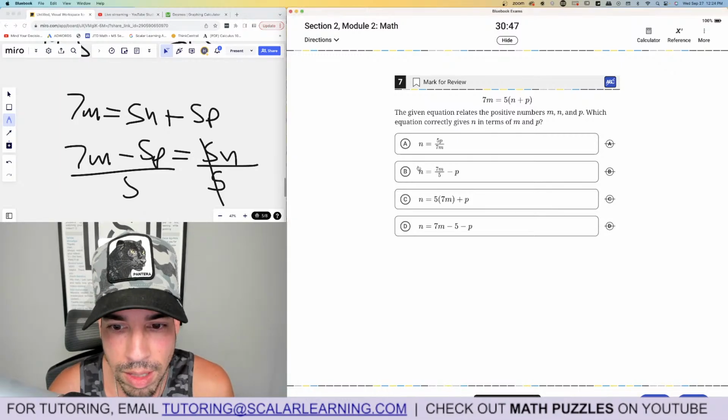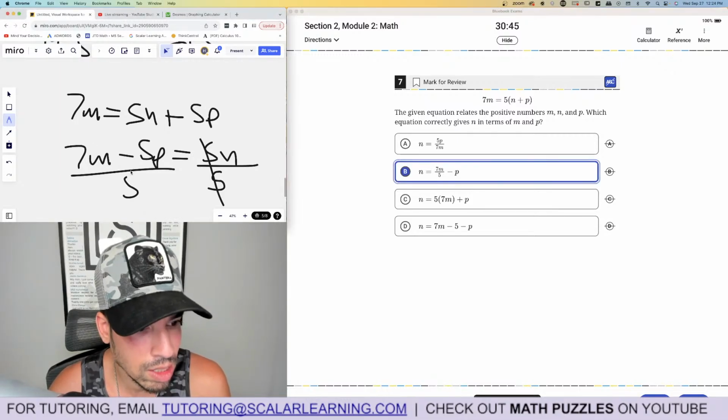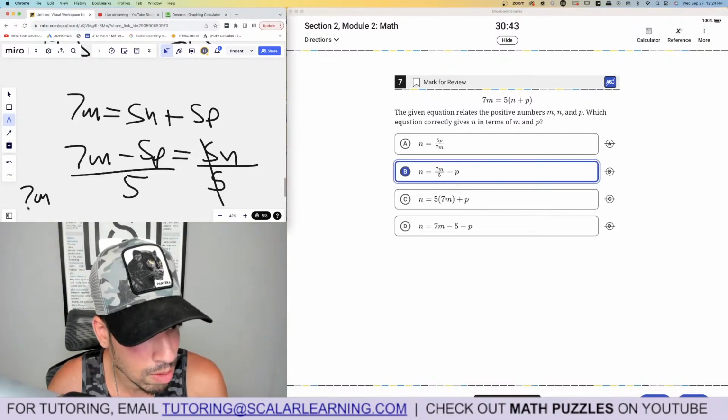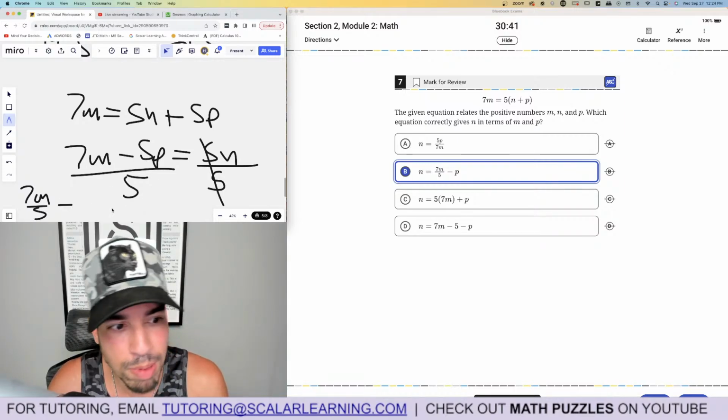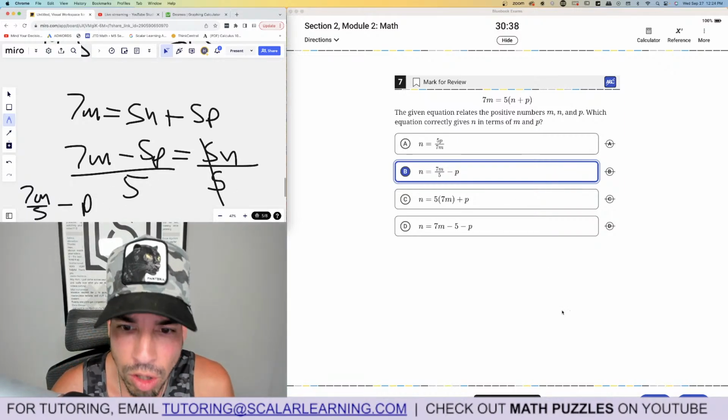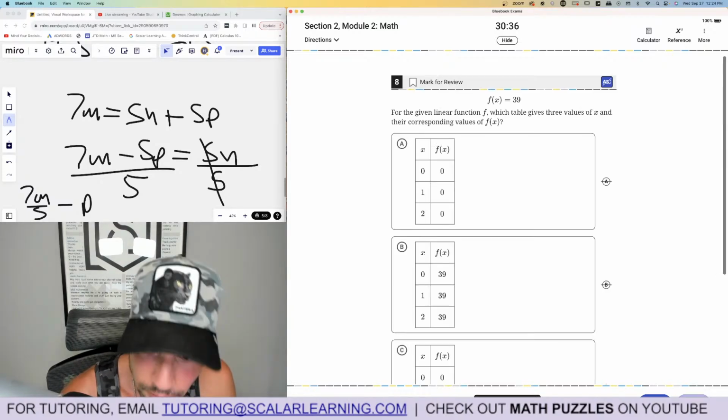Oh, it's B. It's B because what they did is break it up into 2 pieces: 7m over 5 minus 5p over 5, which is just p. So B is the winner. Done. Number 8.